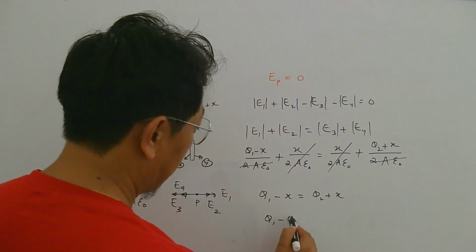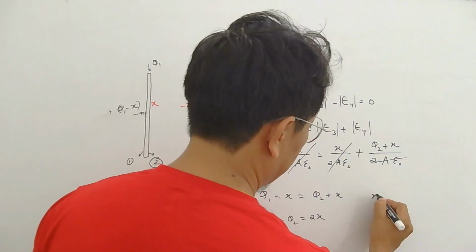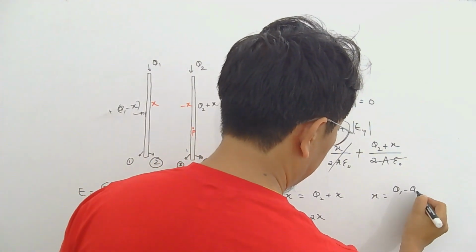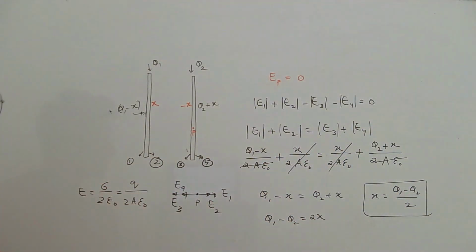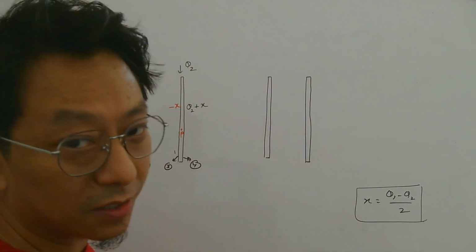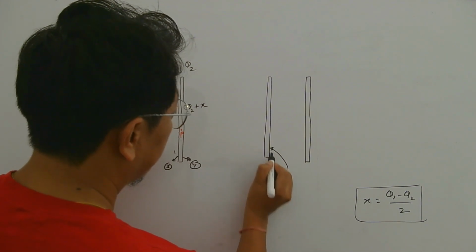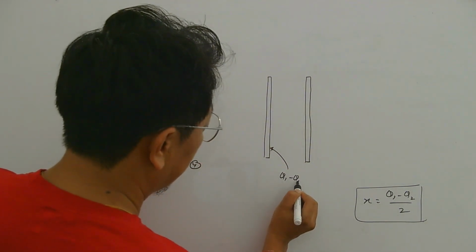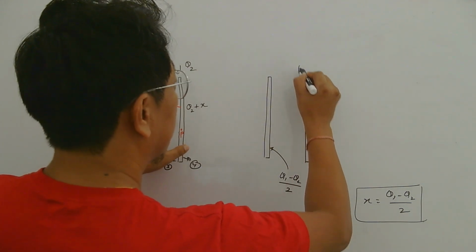So Q1 minus Q2 will be 2X. So what will be X? Q1 minus Q2 by 2. Okay. So what are the final distribution of charges on the surfaces of these plates? Here what charge we found? Q1 minus Q2 by 2. Then automatically here what will be charge?